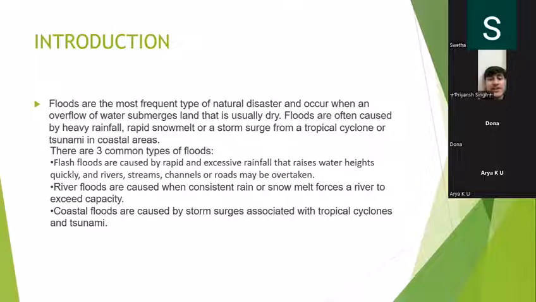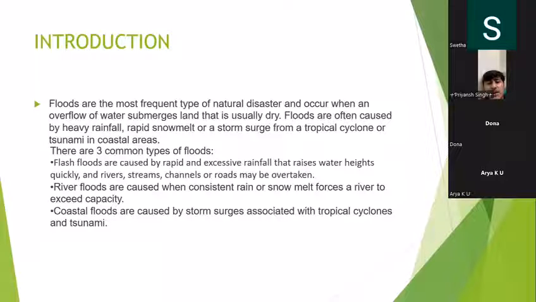So here is the introduction about floods. Floods are the most frequent type of natural disaster and occur when an overflow of water submerges land that is usually dry. Floods are often caused by heavy rainfall, rapid snowmelt, a storm, a surge of tropical cyclone or tsunami in coastal areas. Floods are the result of rapid excessive rainfall that raises water heights quickly.